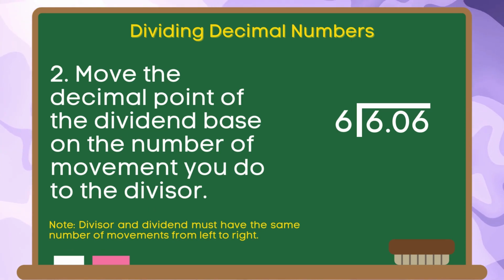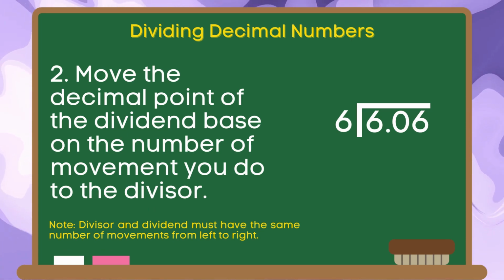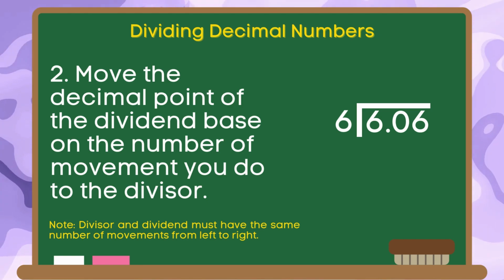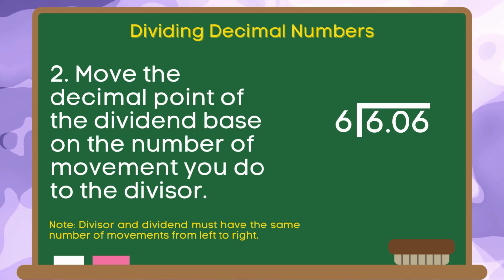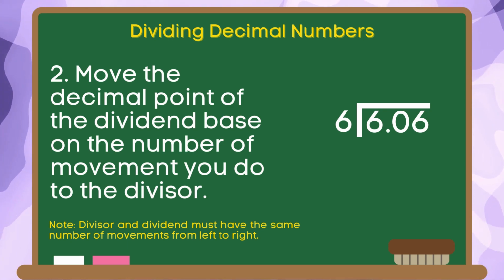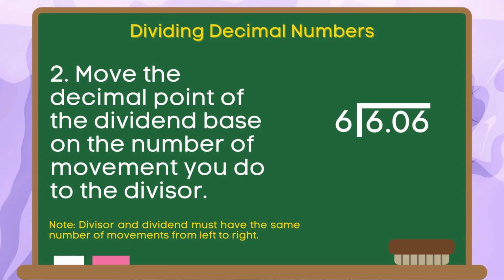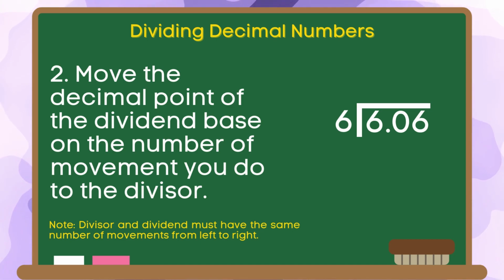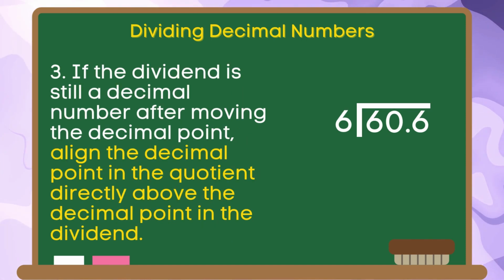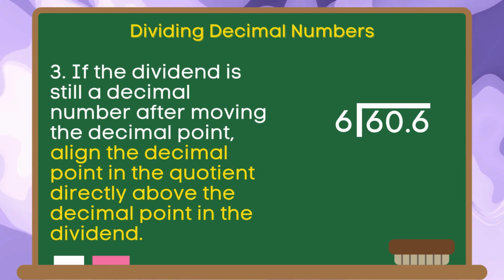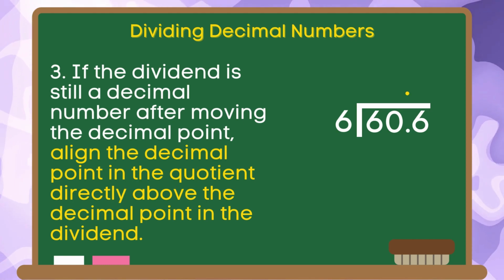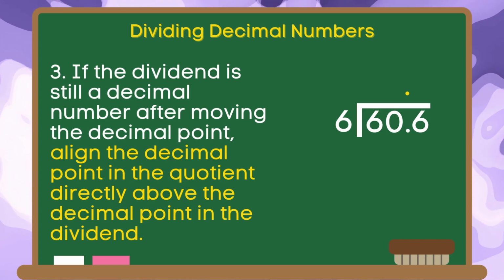For step 2, move the decimal point of the dividend based on the number of movements you do to the divisor. Remember, divisor and dividend must have the same number of movements from left to right. Since we move one decimal place to our divisor, we are going to move one decimal place to our dividend. For step 3, if the dividend is still a decimal number after moving the decimal point, align the decimal point in the quotient directly above the decimal point in the dividend.